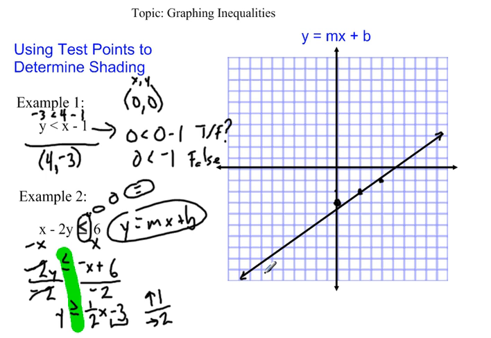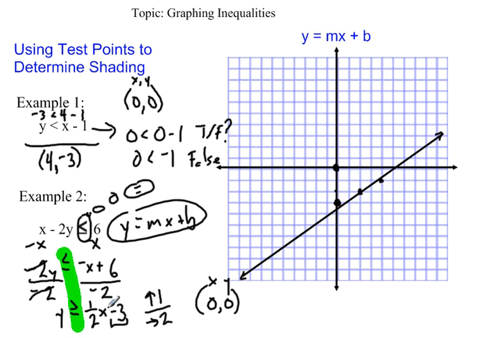I'm going to put 0, 0 in as my test point, because you see it's really clearly on one side of the line. I want to see if this is my true side, which is where I shade, or whether it's my false side, meaning my true side would be over here. So let's put 0, 0 in for x and y as my test point.